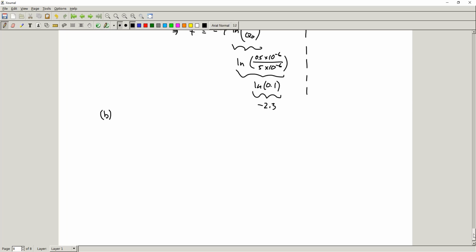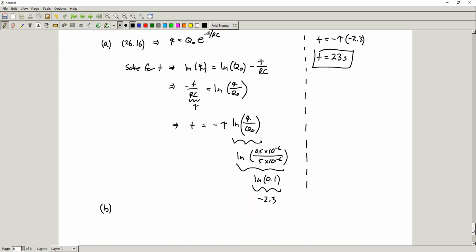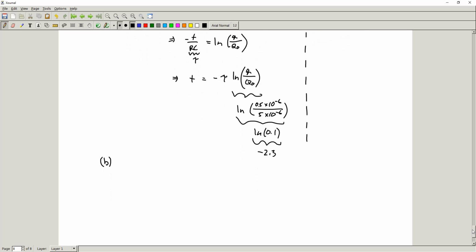In part B, we are looking at what is the current at that time. So we want to find the current at 23 seconds, right? We're going to be looking at the equations for discharging a capacitor. This is going to be 26.16.17. That's the equation we're looking at. We want the current. It tells us that I is equal to minus Q naught over RC, e to the minus t over RC. Both of those RCs can be turned into taus, so we'll just do minus Q naught over tau, e to the minus t over tau.